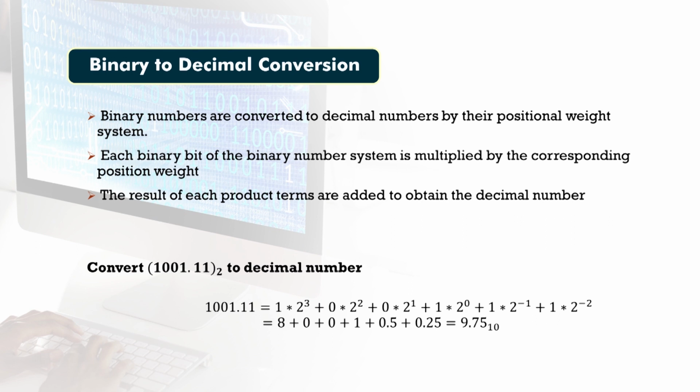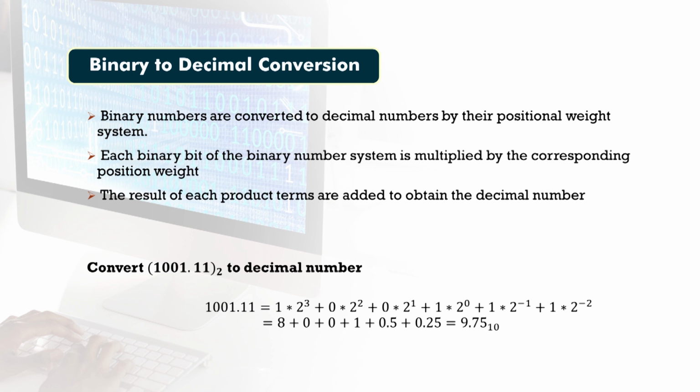Now we convert a binary number to a decimal number. Binary numbers are converted to decimal numbers by their positional weight system. Each binary bit of the binary number is multiplied by the corresponding positional weight. The results of each product term are then added to obtain the decimal number. So for an example, I have to convert the binary number 1101.11 to a decimal number.